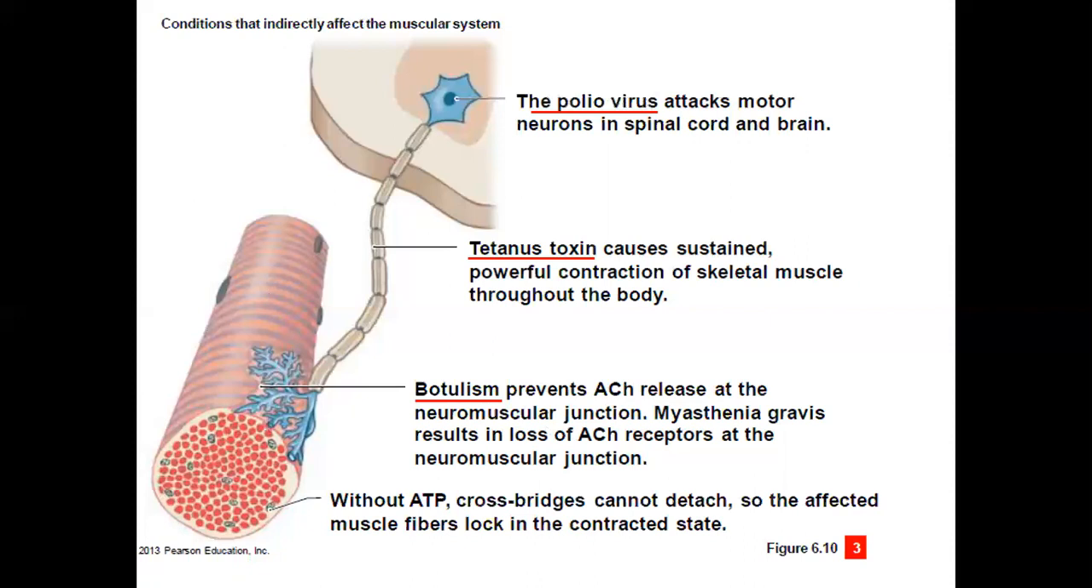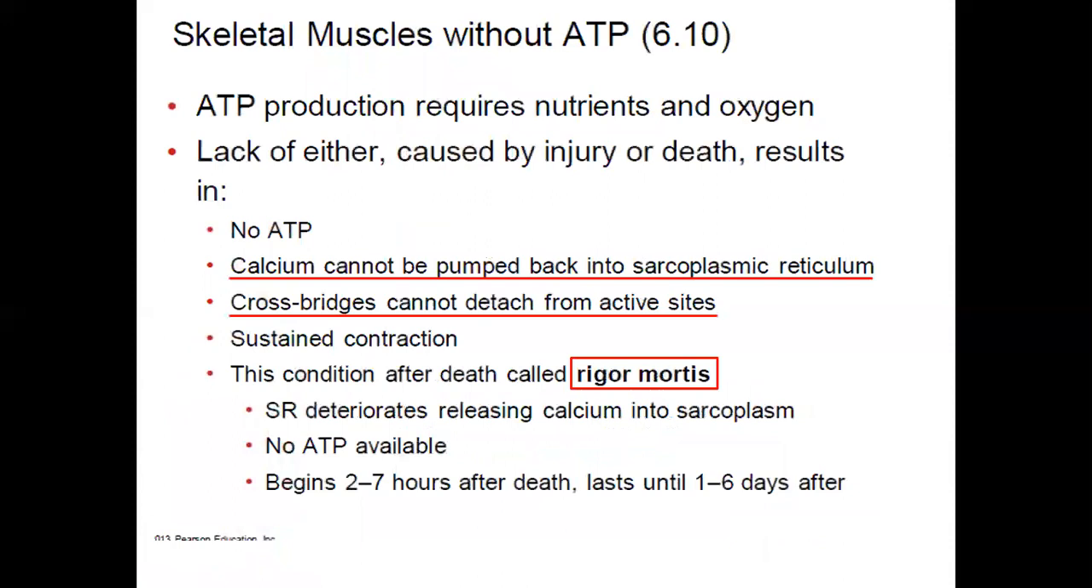So a couple of different ways that problems can be caused. Polio basically shuts down the motor neuron. Tetanus hyperstimulates the neuron. Botulism prevents neurotransmitter release. And myasthenia gravis is another disease where even if neurotransmitter is released, it has nothing to bind to. There's no receptor. So a couple of diseases there that can really cause some big problems.